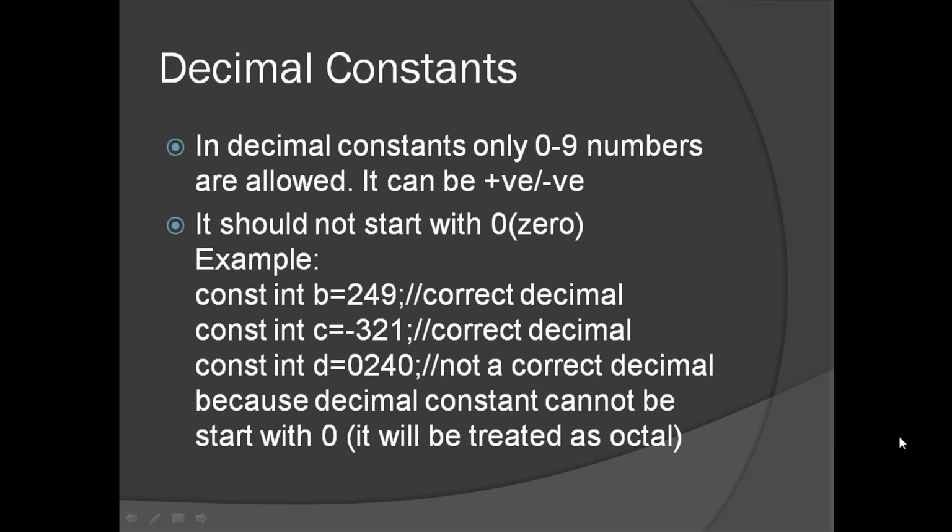We have different types of examples as part of decimal constants over here. const int b is equal to 249, which is a correct decimal, and const int c is equal to minus 321. We can store negative numbers as well as positive numbers, right? So this is also correct. When it comes to const int d is equal to 0240, it is not a correct decimal. This is treated as octal, not a decimal constant.